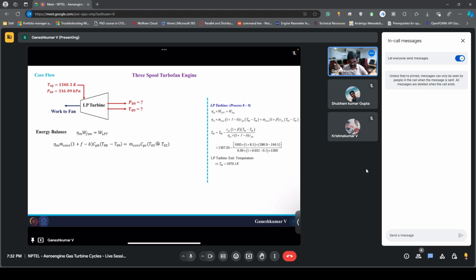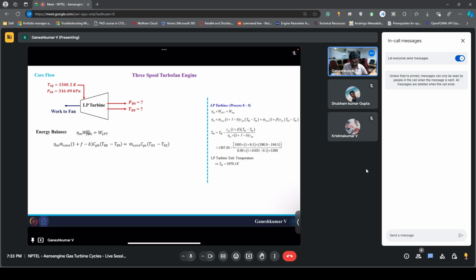Sorry, I think this has been changed. So this should be LP turbine. Okay, yeah, this is fine. I think this has to be different. Anyway, I will update this minor change. I think there's some typo here and here. So here it's actually mechanical efficiency times work done by the LP turbine is equal to work done by the fan. So this has to come here and this has to go here.